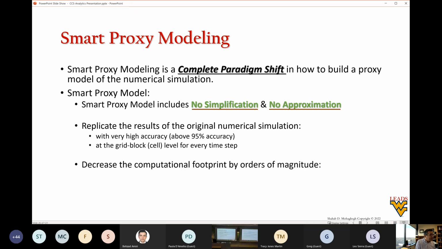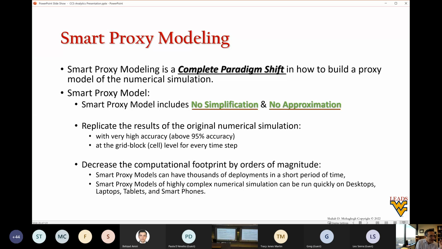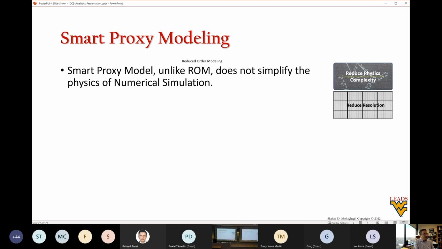Another thing is the smart proxy model decreases the computational footprint by orders of magnitude. Smart proxy model can have thousands of deployments in a short period of time, and highly complex numerical simulation can be run quickly on desktop, laptop, and hopefully soon on a tablet and a smartphone using smart proxy. This is what smart proxy is.